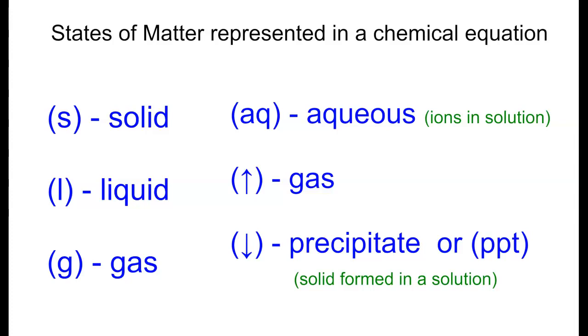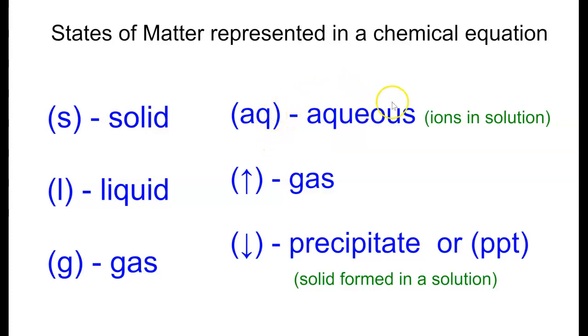So if you have a chemical formula, either an element or a compound, and after it you have an S in parentheses, that indicates that whatever that is a solid. If it has an L, it's a liquid. If it has a G, it's a gas. I could also indicate a gas right here with an arrow pointing up, so either a G after it or an arrow pointing up. This sort of shows that the gas would be going up to the top of the test tube.